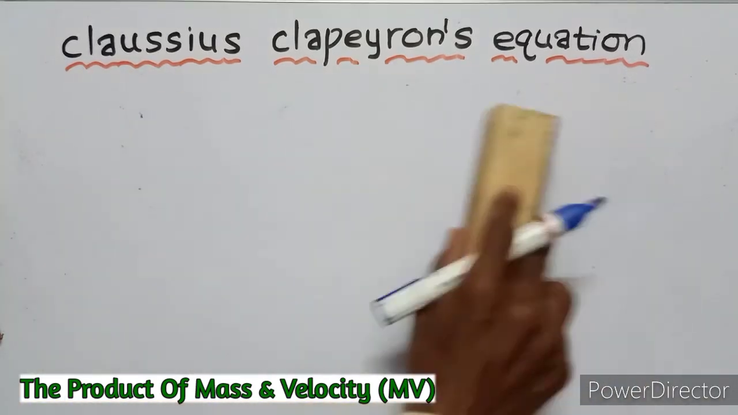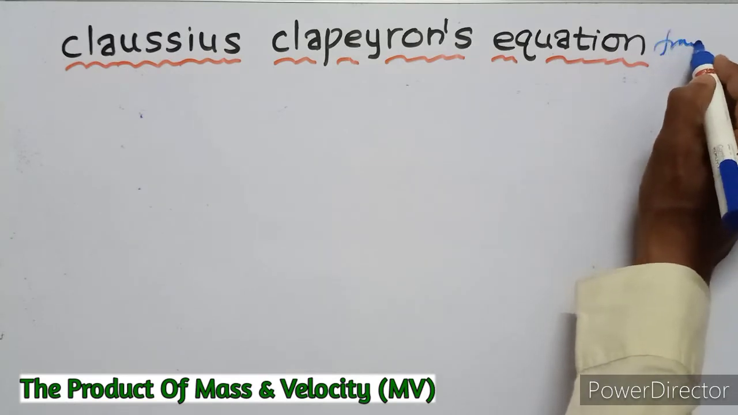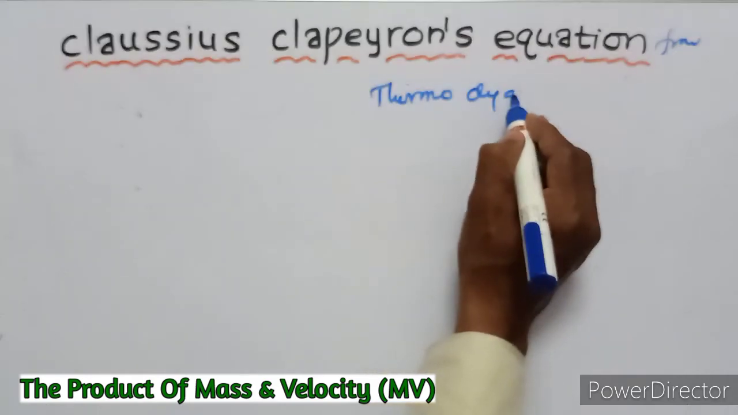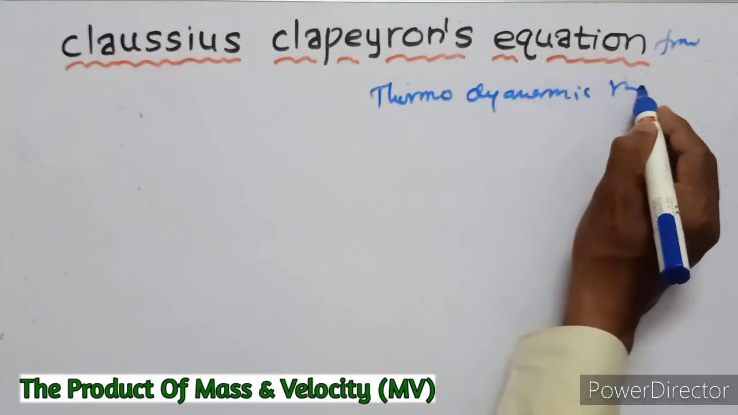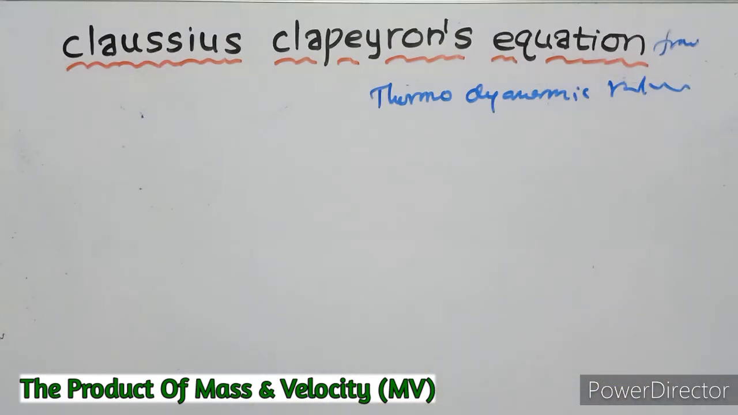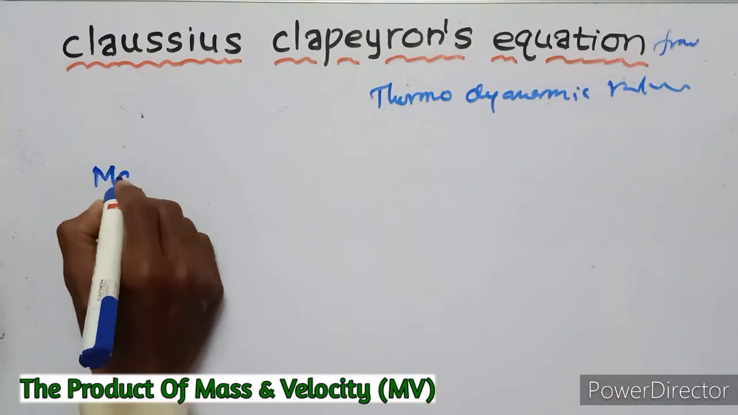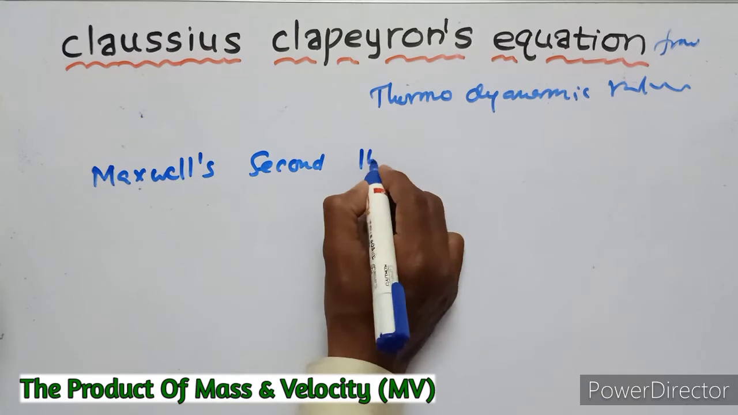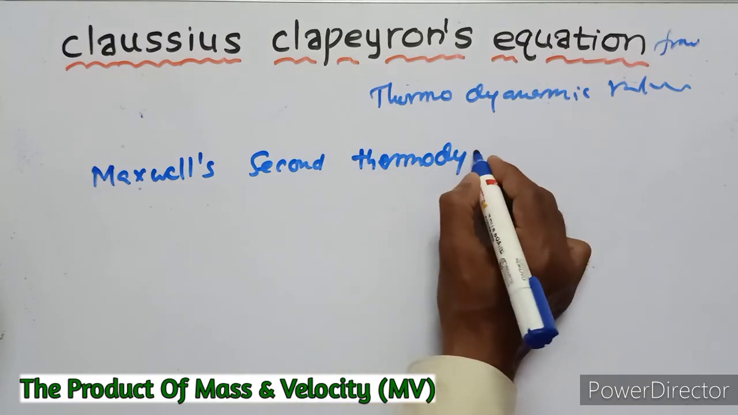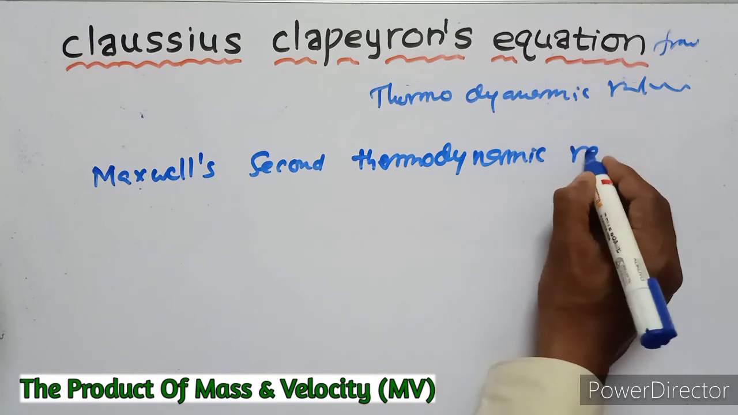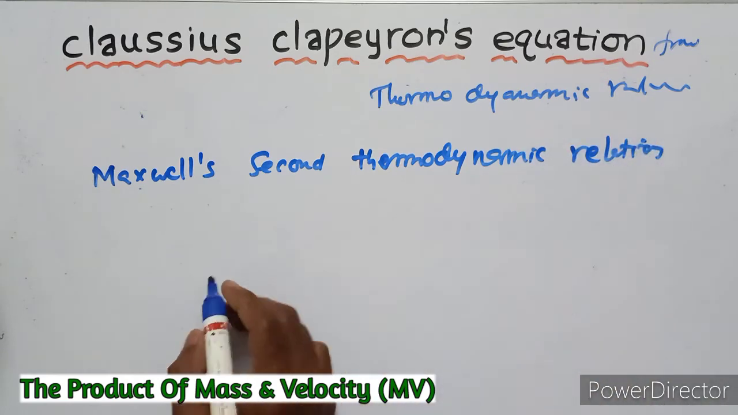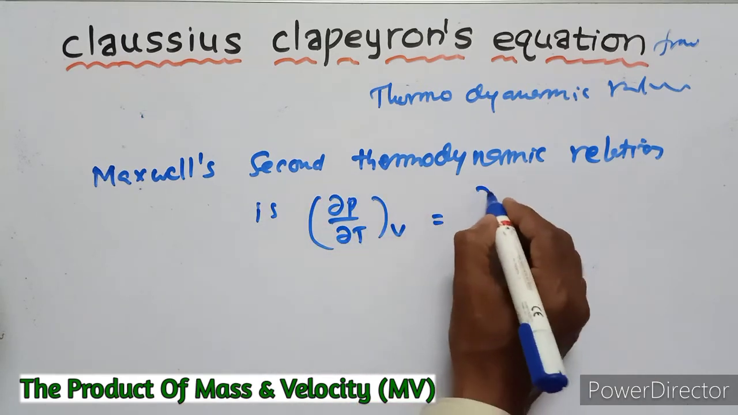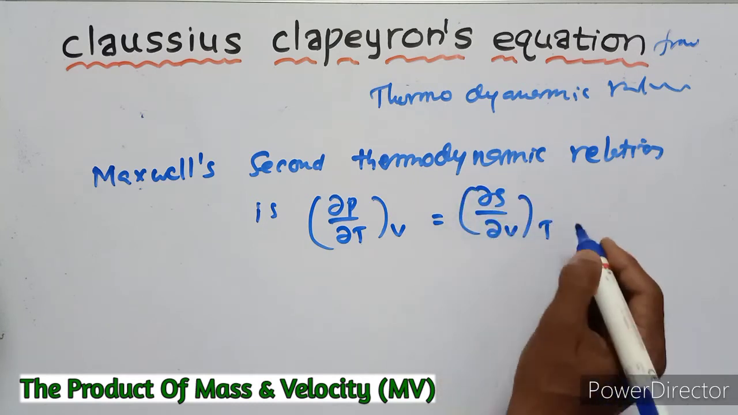So next, the Clausius-Clapeyron equation from thermodynamic relations. First of all, Maxwell's second thermodynamic relation is (∂P/∂T) at V is equal to (∂S/∂V) at T.